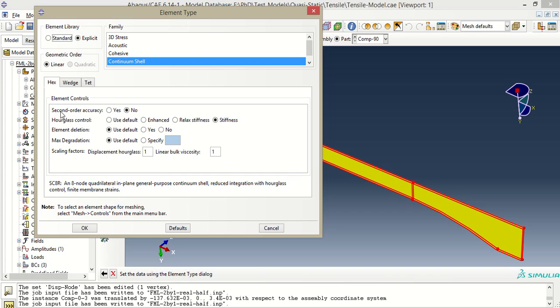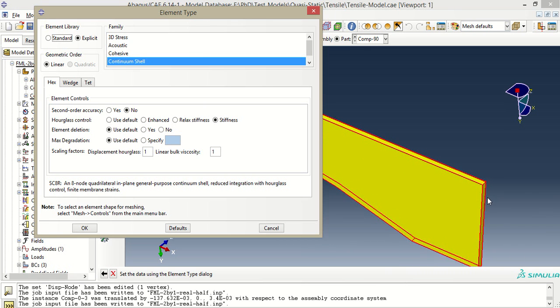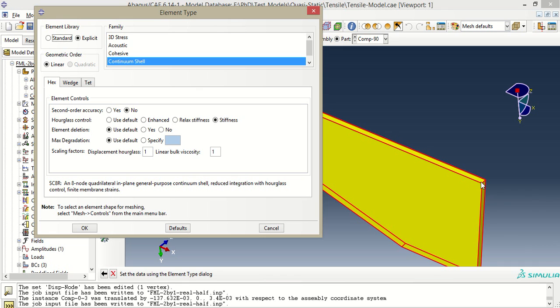There is something called hourglassing also, which is not used as a default. Instead we will use a stiffness hourglassing factor. There is more written in the Abaqus manual on what this stiffness hourglassing factor is. Just to know what hourglassing is: when the deformation takes place, in elements which are bigger in size, there is only one integration point in between.